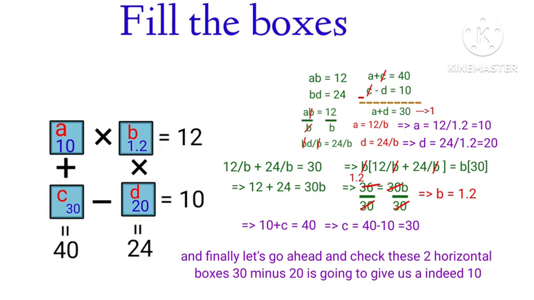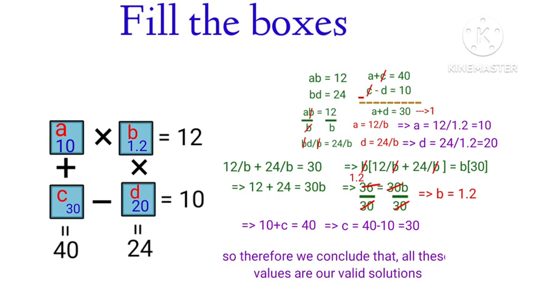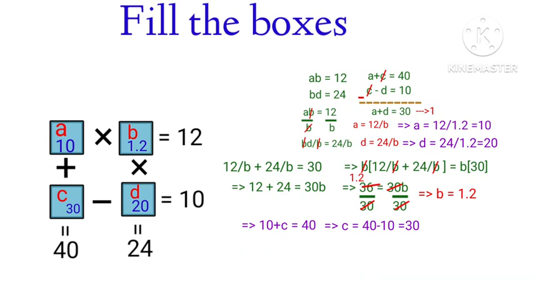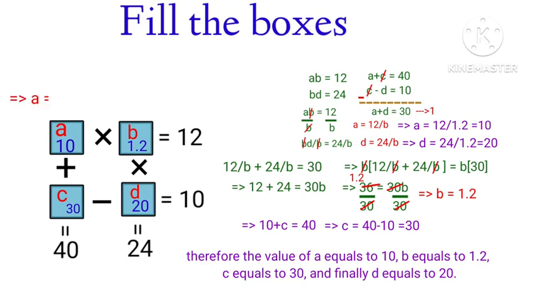And finally let's check these two horizontal boxes. 30 minus 20 is going to give us indeed 10. So therefore we conclude that all these values are our valid solutions. Therefore the value of A equals 10, B equals 1.2, C equals 30, and finally D equals 20.